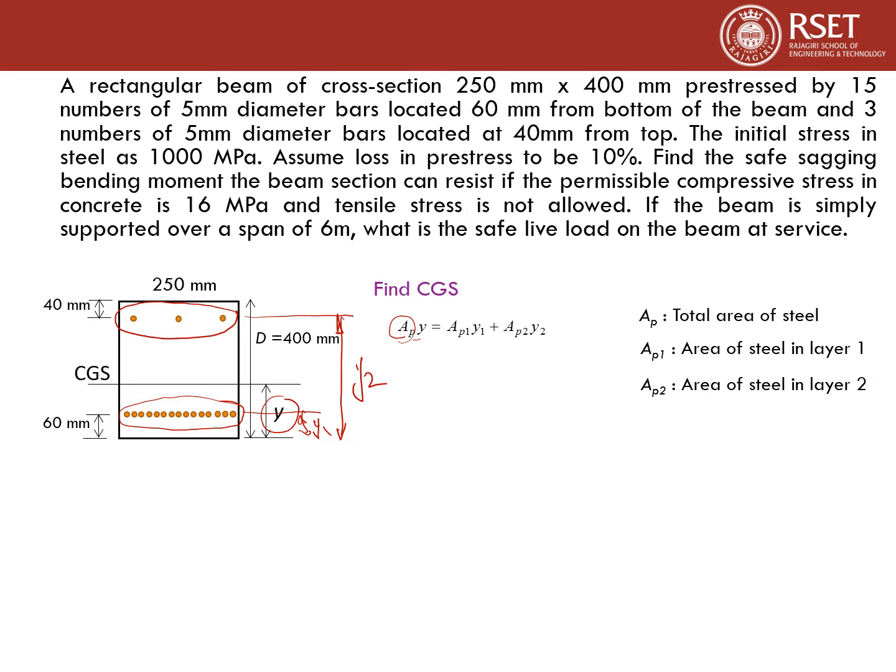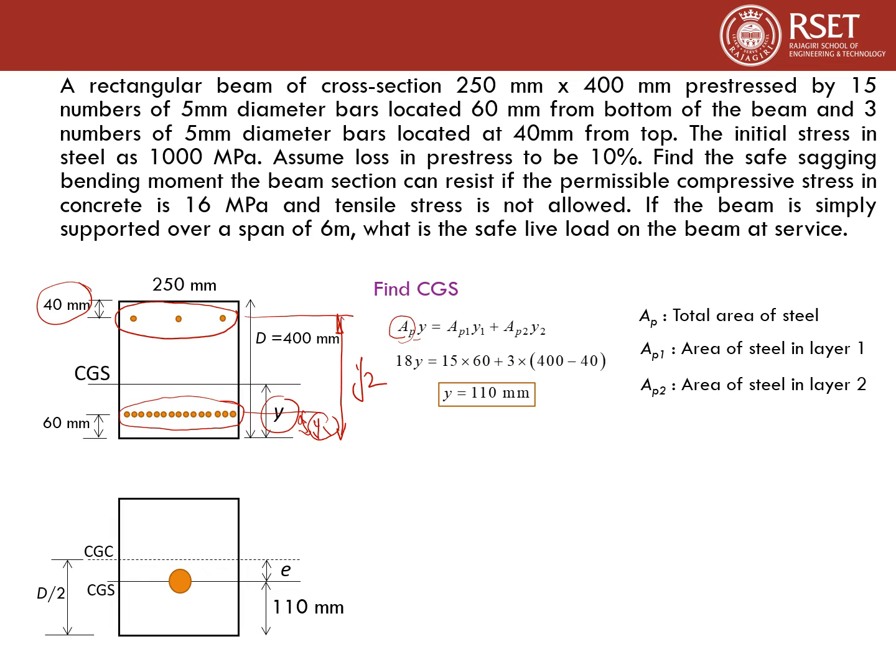Since here we have used 5 mm diameter for all the steel, the area of one steel will be pi by 4 into 5 square. So it will be same for all the steel. So we just need to use the number of bars. So the total number of bars is 18. 18 into y will be equal to 15, the number of bars in layer 1, into 60, the distance as shown in the figure, plus 3, the number of bars in the top layer, into the distance Y2, which will be total depth 400 minus the 40 mm. So we get a y bar of 110 mm.